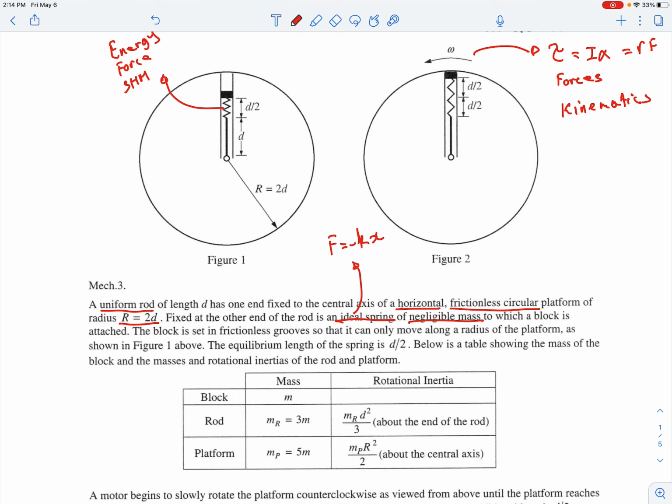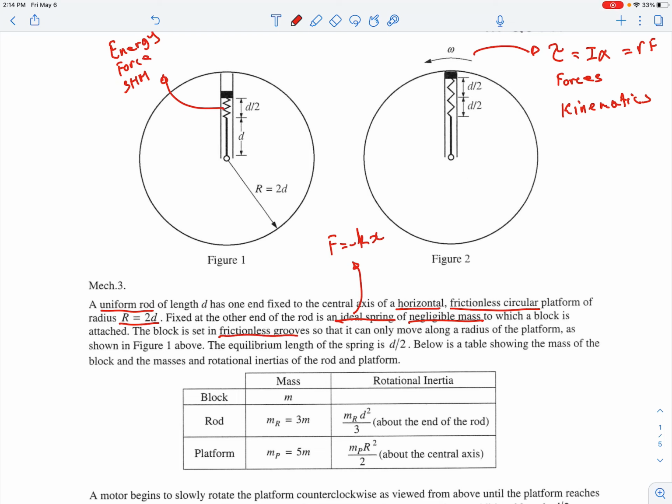Negligible mass to which the block is attached. The block is set in a frictionless groove, so no friction acting on this thing, so that it can only move in a radial path as shown in the figure. The equilibrium length of the spring is D over 2. So the rod is D and the spring is D over 2. Okay, so in figure 1, it's just chilling. Below, the table shows the masses of the blocks and the rotational inertias. If they're showing rotational inertias, that may mean you're going to be looking at torque or something. They're giving you the mass and the rotational inertia. Oh, they didn't give you the one for the block.